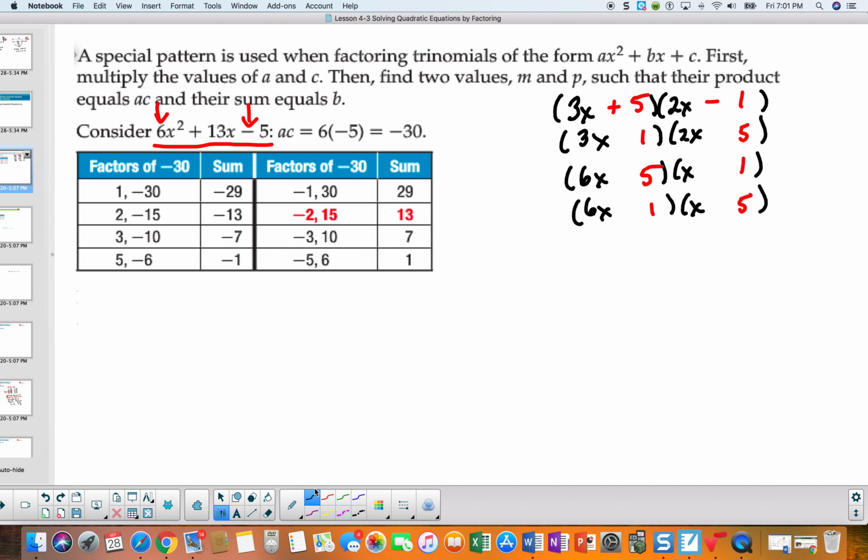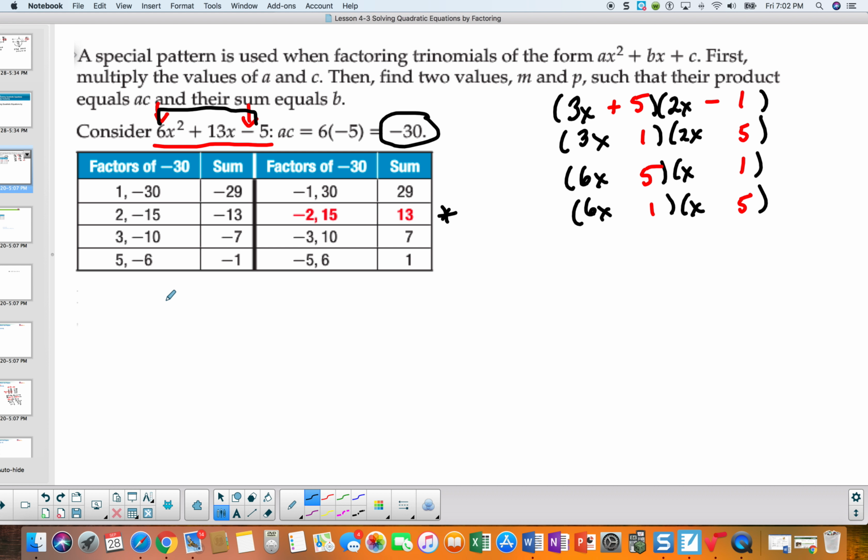All right, so what we're going to do is we take a look at these first terms right here and we multiply them. And so that's going to be equal to negative 30. Now with negative 30, what we want to do is find all the ways we can make negative 30. So 1 times negative 30, 2 times negative 15, and so on. And then we can switch signs, negative 1 and 30, negative 2 and 15, and so on. What we want to do is find when we add the factors, that'll be 13x. And this is where we're going to add up 13, because negative 2 and 15 add up to 13. So that's what we want to use.